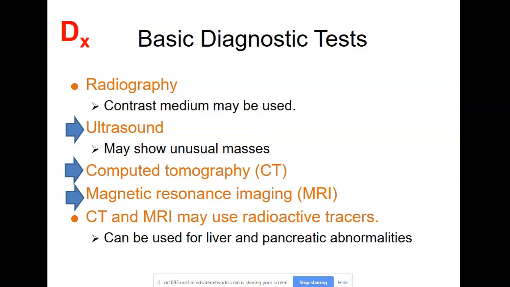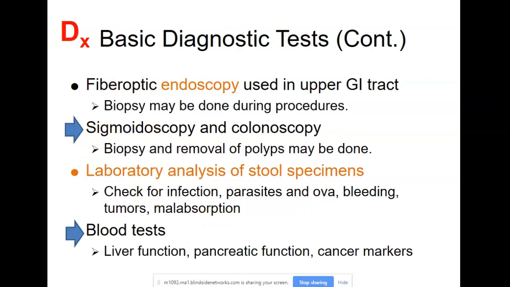And here, basically, you are looking to see if something's out of place. Is there a growth, or is there a distension? Is something there that shouldn't be? CTs and MRIs are going to give you your good pictures. Remember, MRIs are more high definition, but CTs are not magnetic. Let's see here. We also have endoscopy.